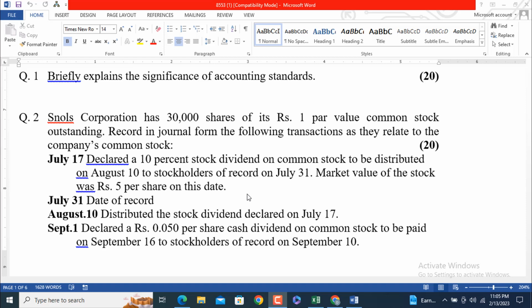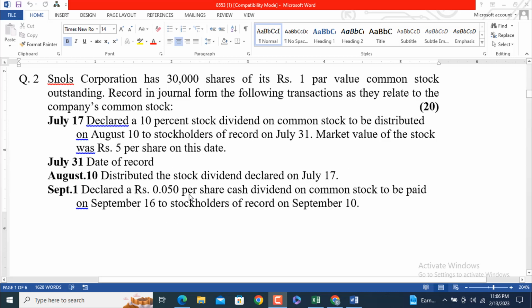So in this case, our distribution date of the stock dividend is August 10. So we do not make any entry on the 17th and 31st of July regarding the stock dividend. So let's move to September 1.